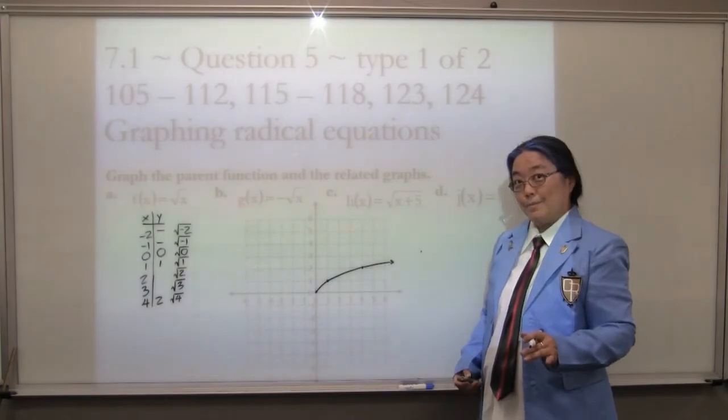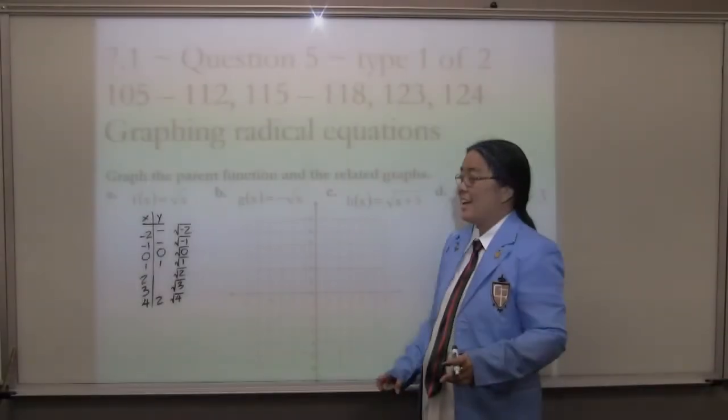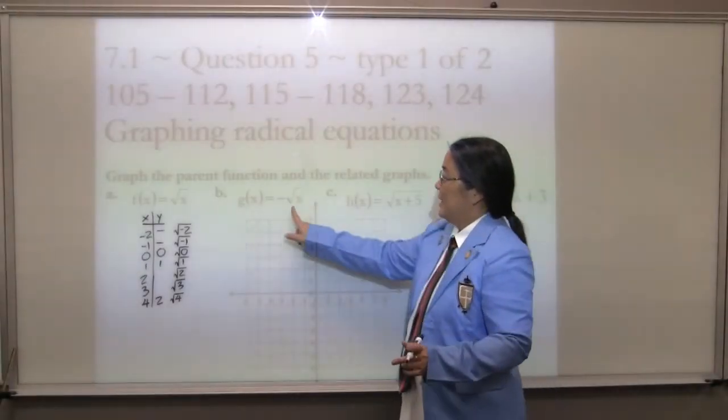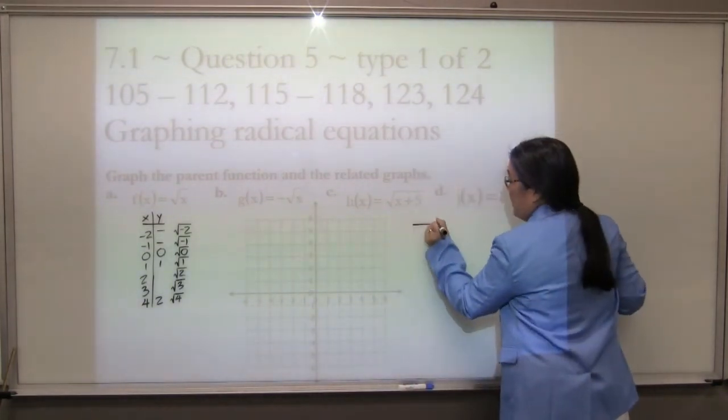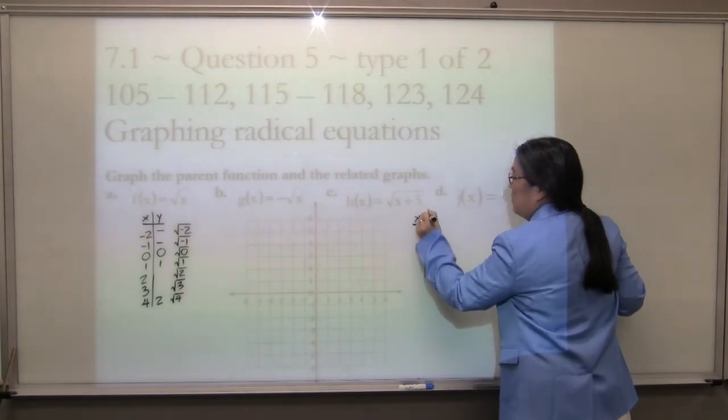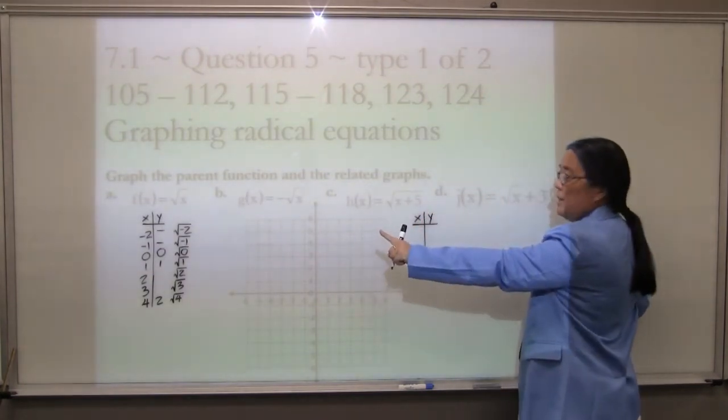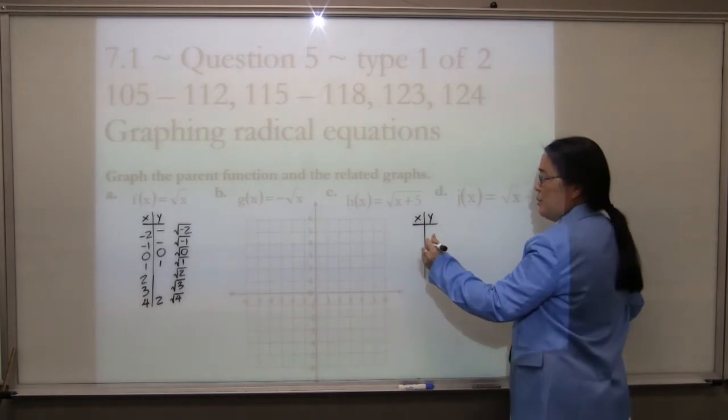But wait, there's more. Here we have g of x is equal to negative square root of x. So if I were to make a t-table for that, it would be very similar to the positive square root of x. This is just a negative square root of x.